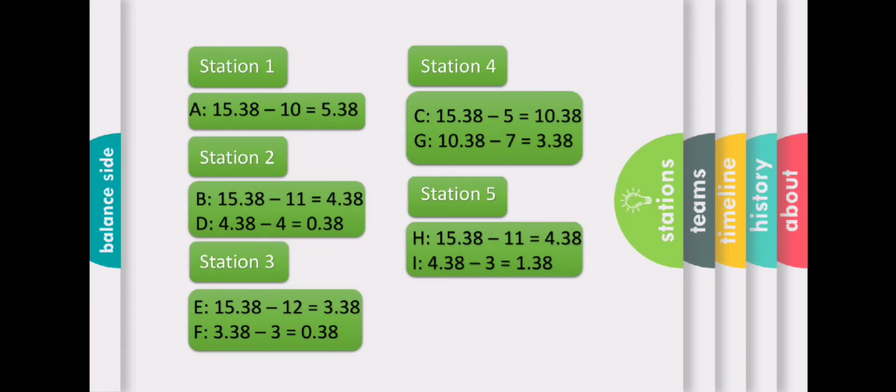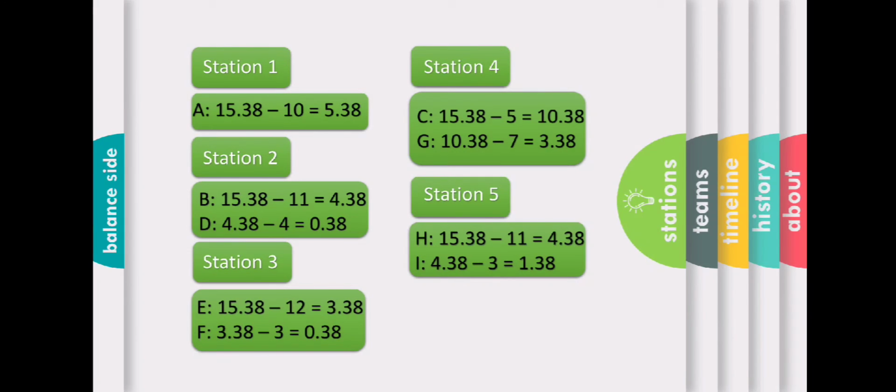So station 2 has two assigned tasks, task B and D. So 15.38 minus the duration of task B, which is 11, is equals to 5.38. And B has a precedence of D, so task D can be also assigned in this station. So the remaining value is 4.38 minus the duration of D, which is 4, is equals to 0.38.